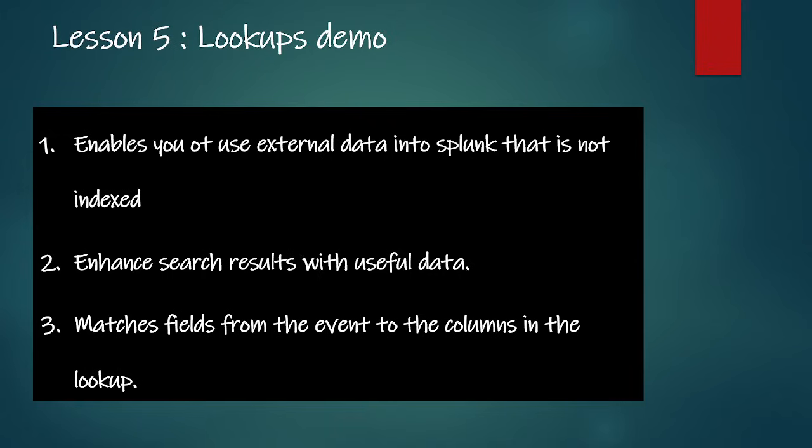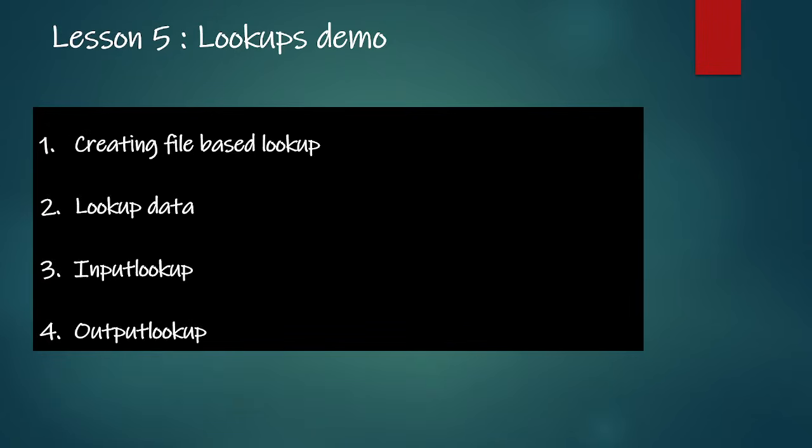Hello all, in this section we are going to cover the lookups demonstration. So just a few words about lookups. It basically enables you to use external data in Splunk that is not indexed. It enhances search results with useful data, and it matches fields from the event to the columns in the lookup. So in this section, we are going to look at how to create a file-based lookup. We are going to look at three commands basically: lookup, inputlookup, and outputlookup.